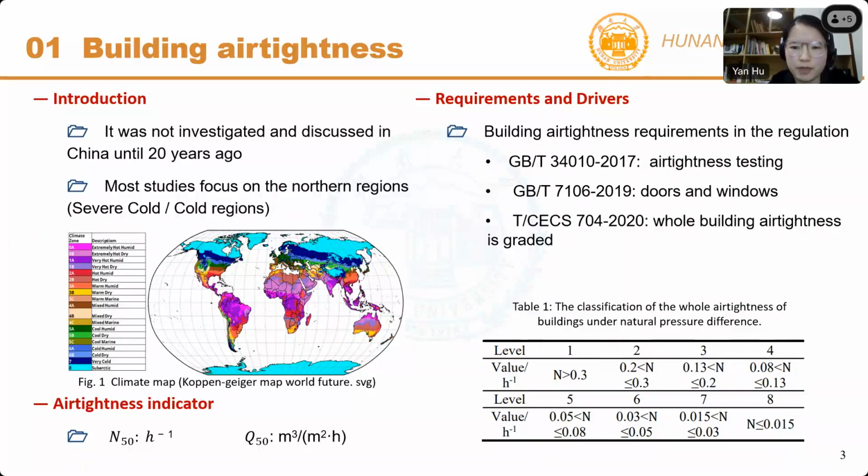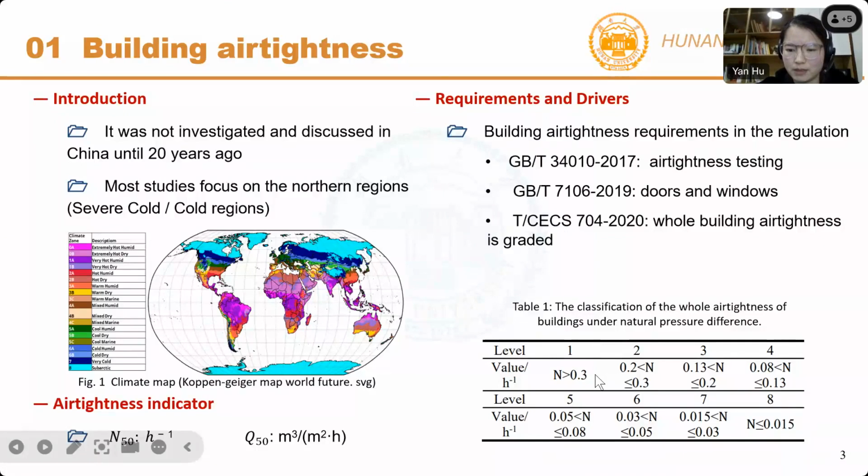For example, the GB/T 34010 is the first national standard that provides guidelines on airtightness testing. And the GB/T 7106 provides guidelines on the airtightness of doors and windows. And the T/CECS classifies the airtightness of the whole building into 8 levels.